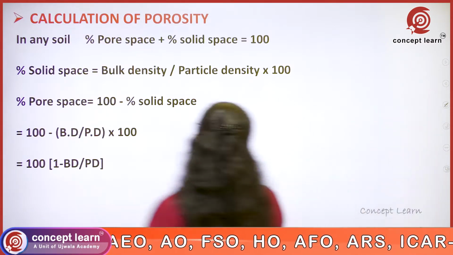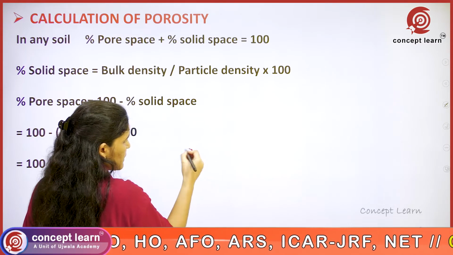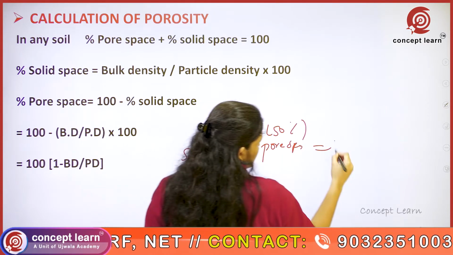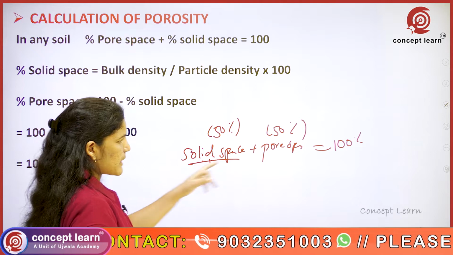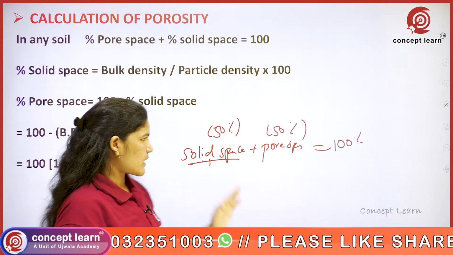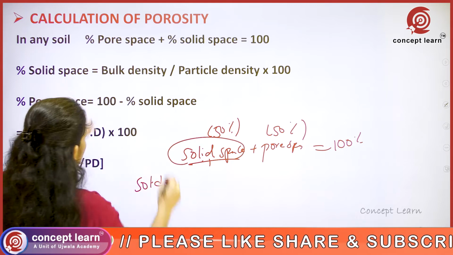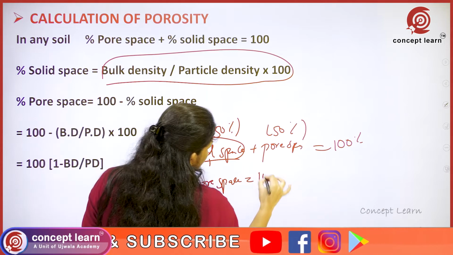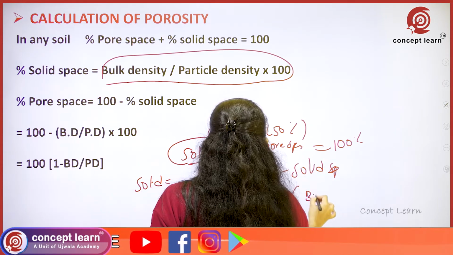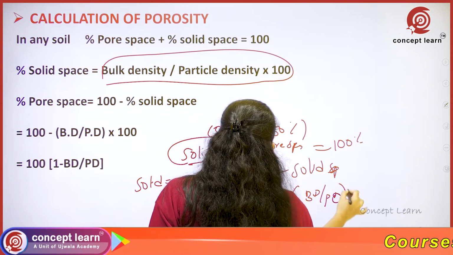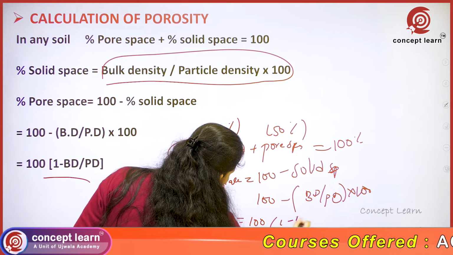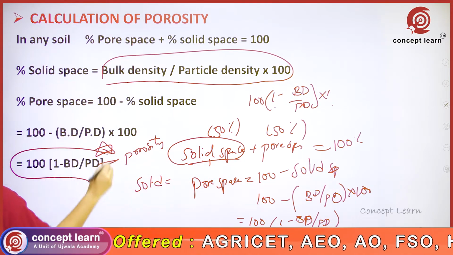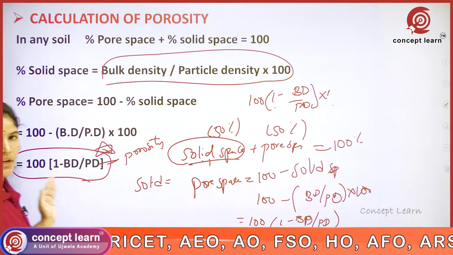Calculation of porosity. As we have discussed earlier, soil composition is both the solid phase, which is 50%, and the pore space, which is 50%, equal to 100% of the soil. In the solid space there are mineral and organic matter, whereas in pore space there are soil air and soil water, as we have discussed in the earlier classes. Solid space is equal to bulk density by particle density into 100. Pore space is equal to 100 minus solid space, that is 100 minus bulk density by particle density into 100, nothing but 1 minus bulk density by particle density. This is the formula of porosity. This formula is important for exam. In this way, we calculate the porosity of the soil.